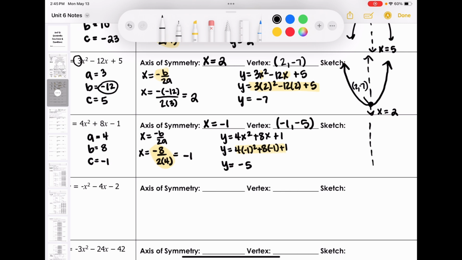So I'm going to draw my axis of symmetry. I'm going to label it x equals negative 1. Our A value is a positive 4. So my graph is going to be facing up. And then I'm going to label my vertex negative 1, negative 5.